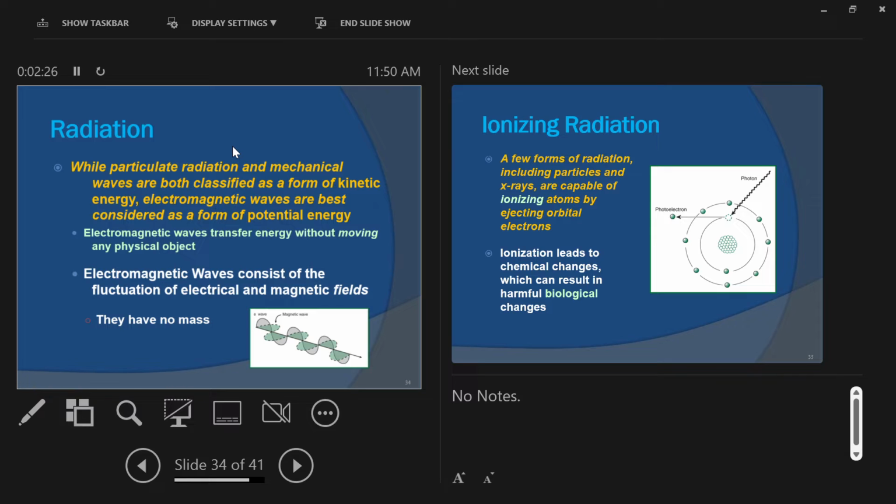Particulate radiation that this meter's detecting is a form of kinetic energy, little pieces moving fast. Mechanical waves, like sound and water waves, are little pieces moving through space. Yeah?